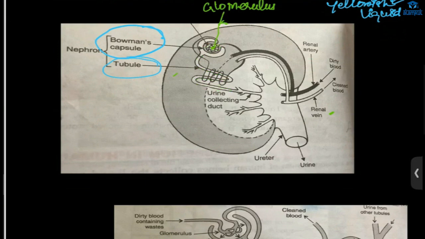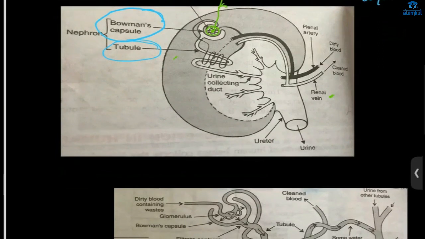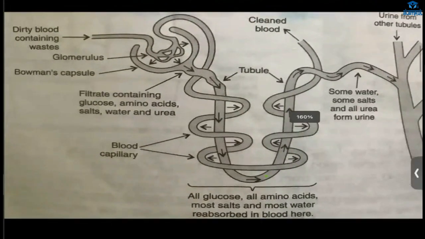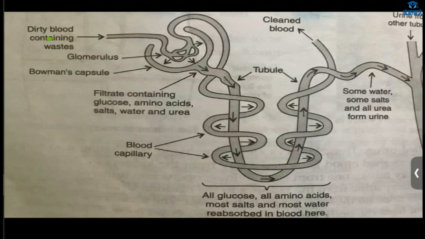The glomerulus has only one function, which is to filter blood. Now let's see how the process happens. Dirty blood containing waste comes through the capillaries. Many capillaries are there in the glomerulus, and the blood gets filtered as it passes through. The smaller substances like glucose and amino acids come inside. Large substances like proteins and blood cells cannot pass, so they remain in the blood.